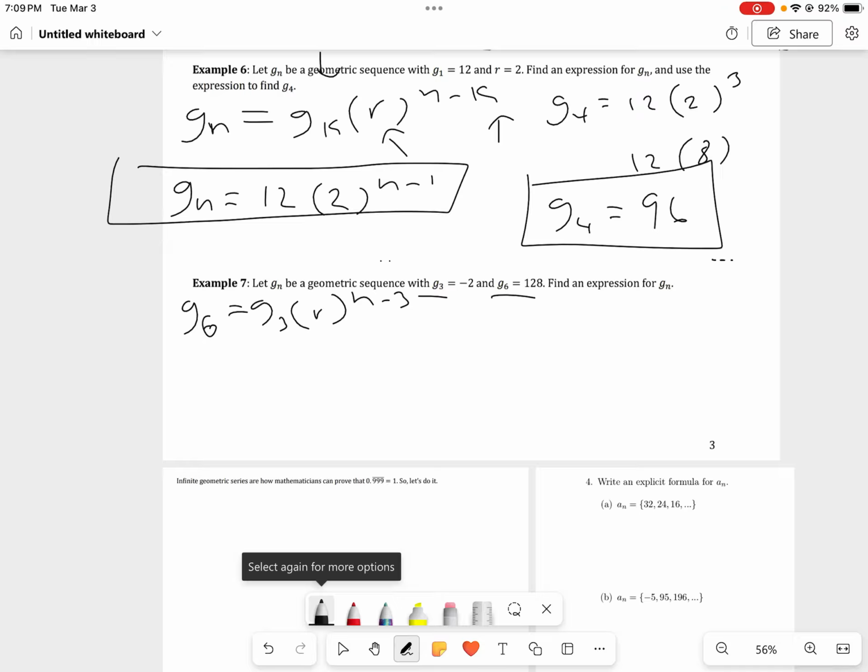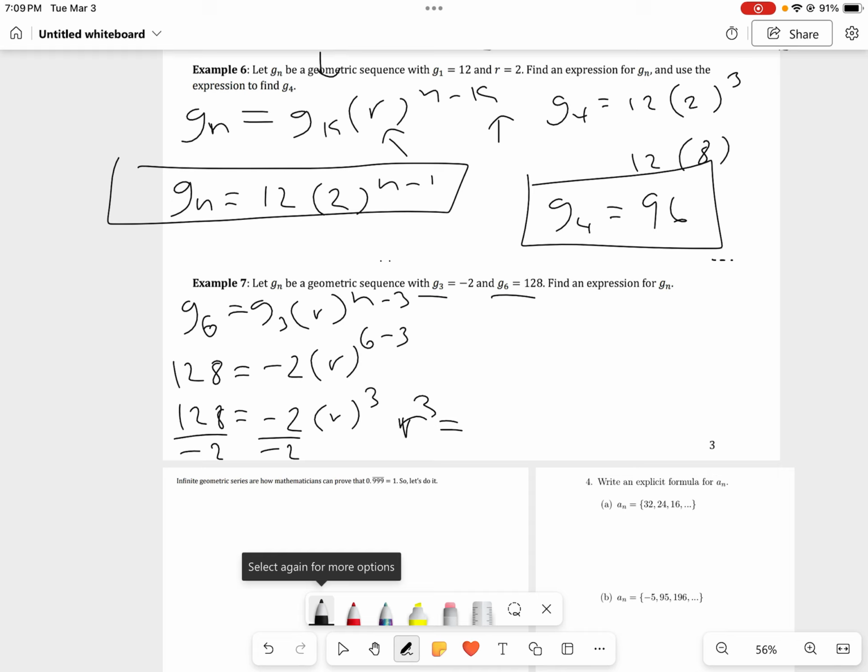So we just have 128 is g of 3, which is -2, times r to the n, and we know that 128 is our 6th term, so that's why n is 6 minus 3. 128 equals -2 times r to the 6 minus 3, which is 3. So we just have that. You want to divide by -2 on both sides, and then we get that r to the third was 128.